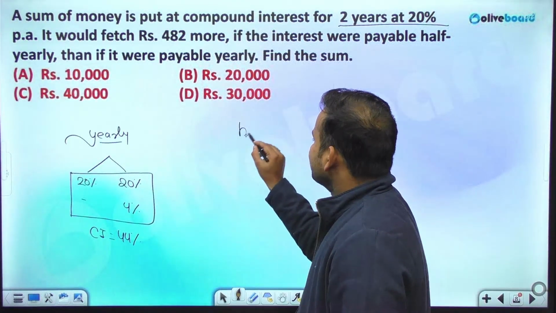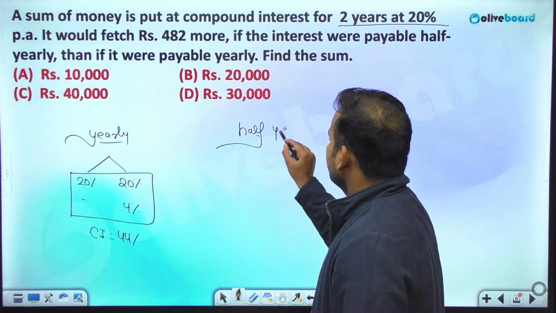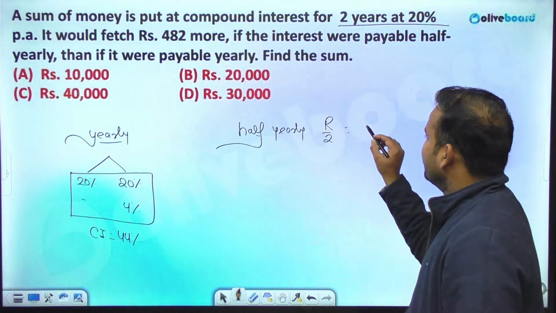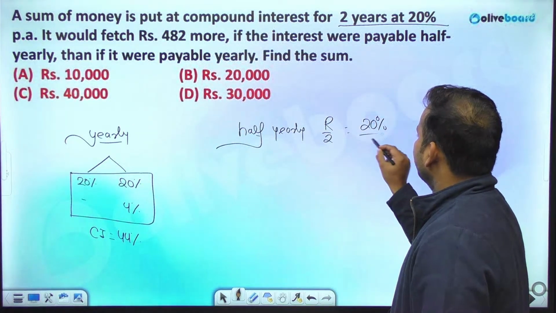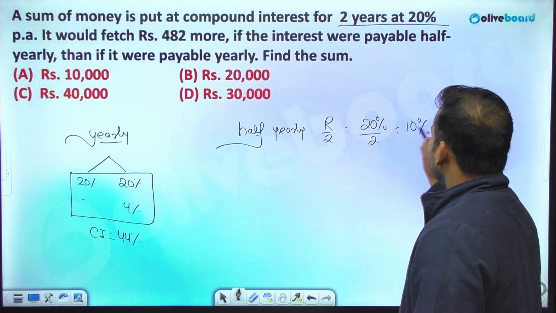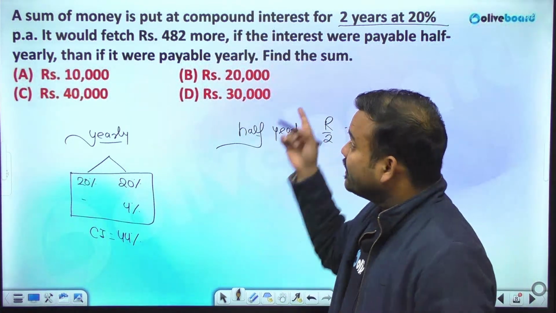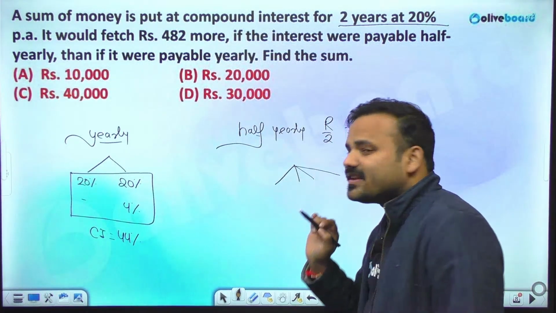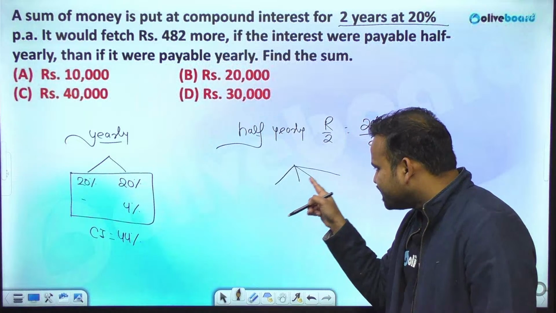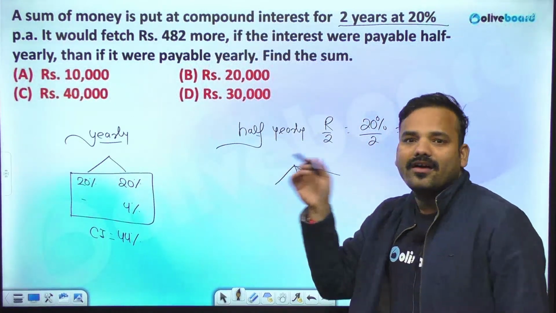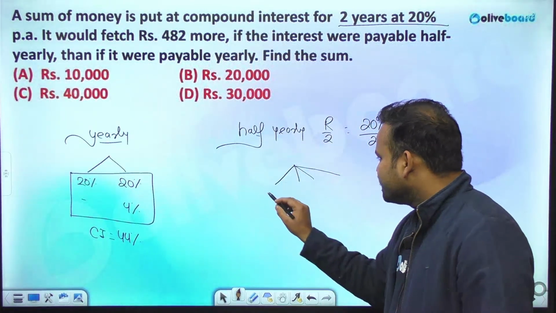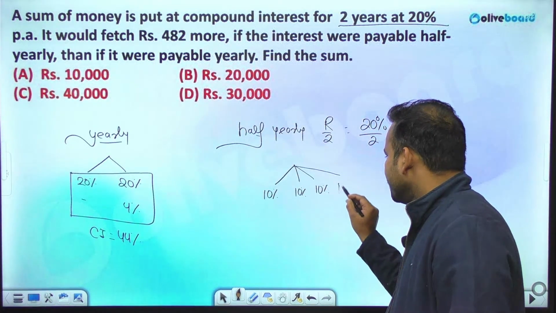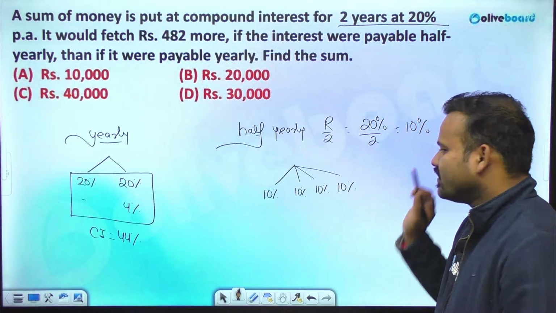Now, next is half yearly or semi-annually. In half yearly, the rate will be halved. So that 20% will become 10%. But the tenure is the same, that is 2 years. So there will be branches of 6 months each: 6 months, 6 months, 6 months, 6 months. Now it will be calculated on a half yearly basis. For each half year the rate of interest is 10%, 10%, 10% and 10%, isn't it? So this is equal to 40%.